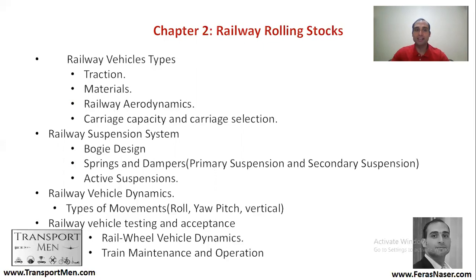We'll talk a little bit about materials, and with materials we mean what the materials are that these vehicles are made of. So is it wood like before, like in the 19th century, or is it steel, or is it aluminium? Now a lot of railways are using aluminium, but of course a version that can accommodate the stresses coming from different parts, from different forces.